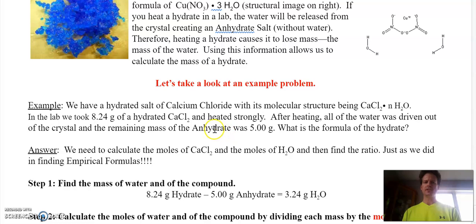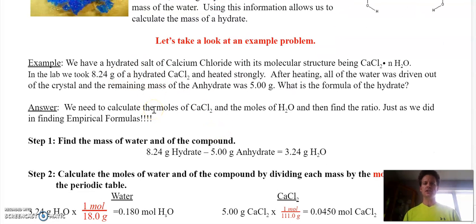water. Okay, so a problem might read like this. We have a hydrated salt of calcium chloride with its molecular structure being CaCl2 dot nH2O, so that unknown number of moles of H2O. In the lab, we took 2.4 grams of hydrated CaCl2 and heated it strongly. After heating, all the water was driven out of the crystal, and the remaining mass of the anhydrate was 5 grams. What is the formula for the hydrate? Right. So this is our key. This is what I'm going to be asking you to solve for, a few different times.